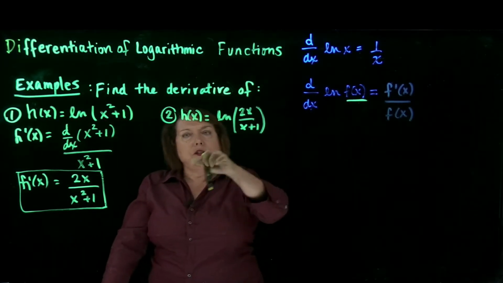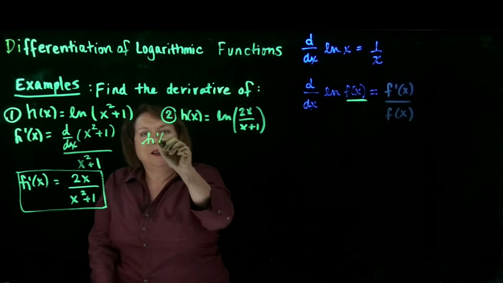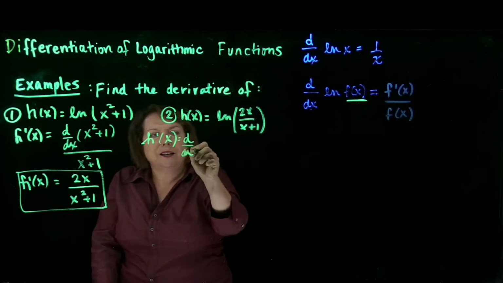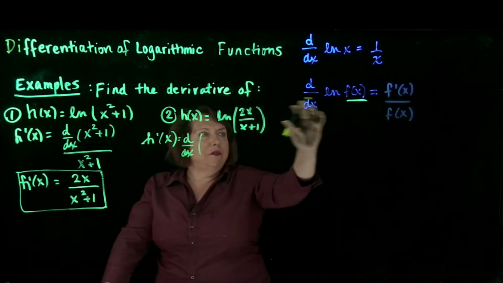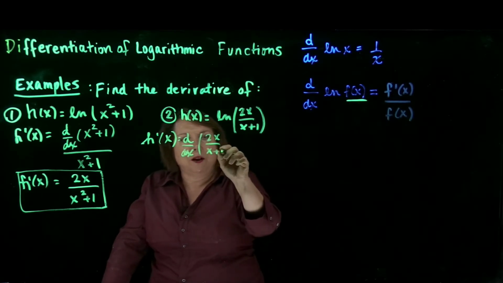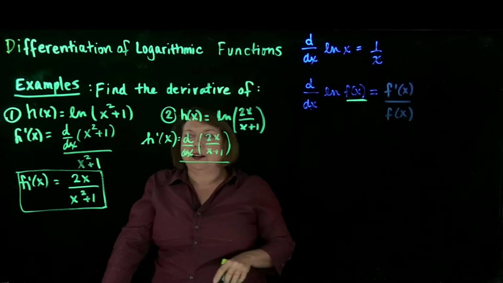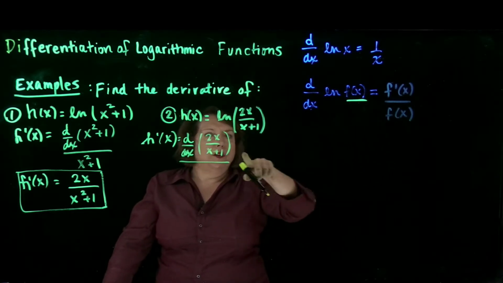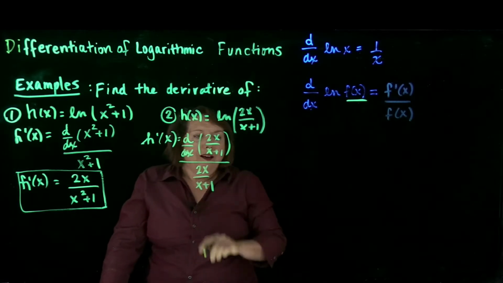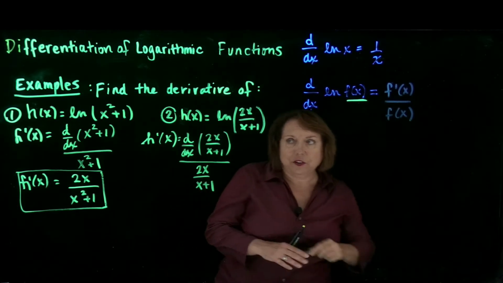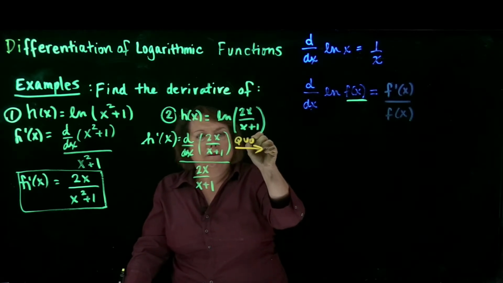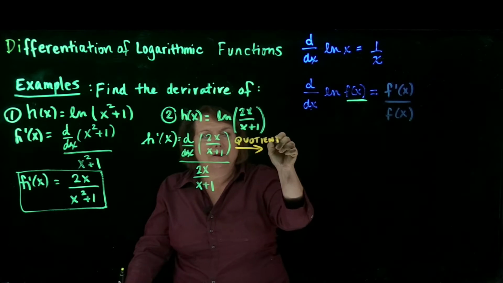Now, we're going to do it in a similar way. We're going to take the derivative with respect to x of our function, f of x, what's following the natural log, which is 2x over x plus 1. And then we're going to divide it by the original function here, 2x divided by x plus 1. We have a little bit of work to do because we have to use the quotient rule to get this derivative. And let's do that right now.